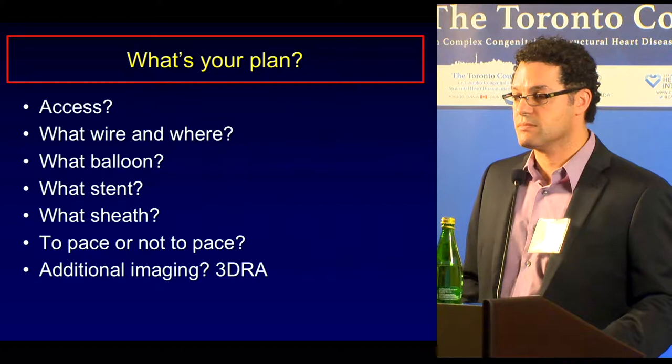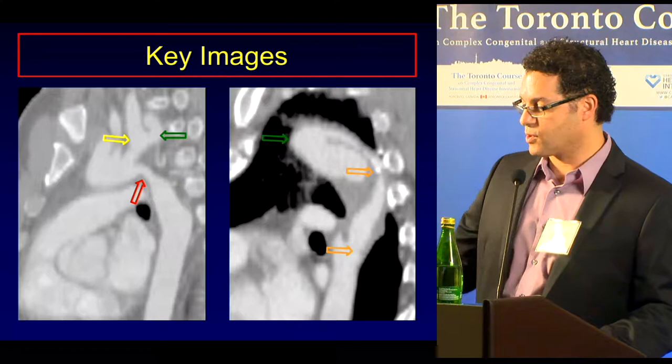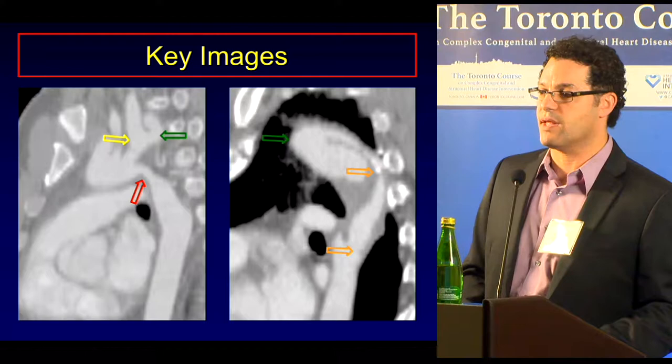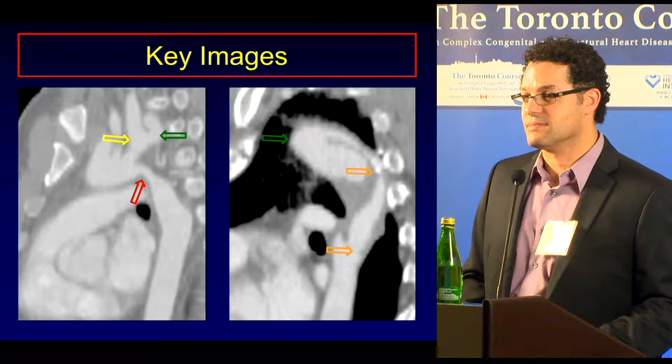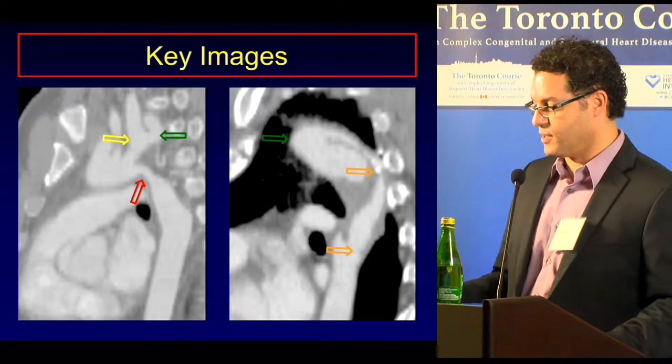So based on the right here where the green arrows come in, it looks like the interposition graft has dehisced away from the left subclavian and has formed a pseudoaneurysm. For anyone at the back who didn't hear, Eric said that's not good. Okay, so we agree, that's not good.